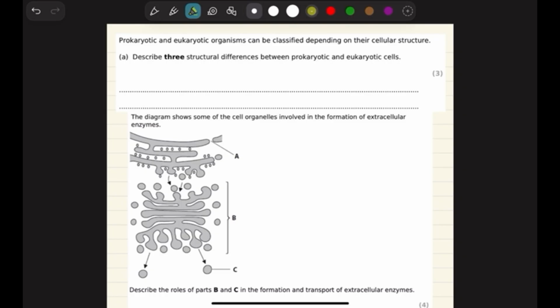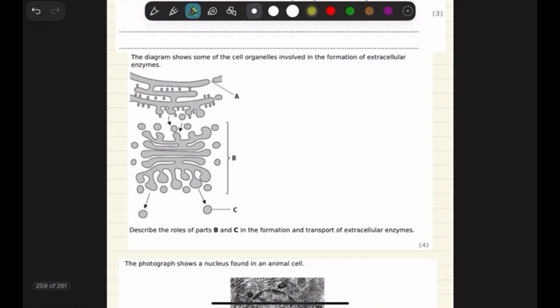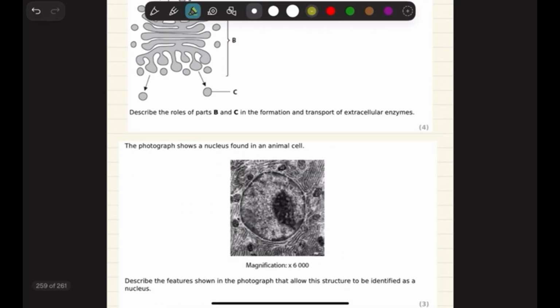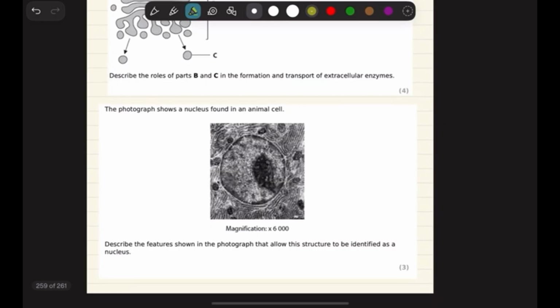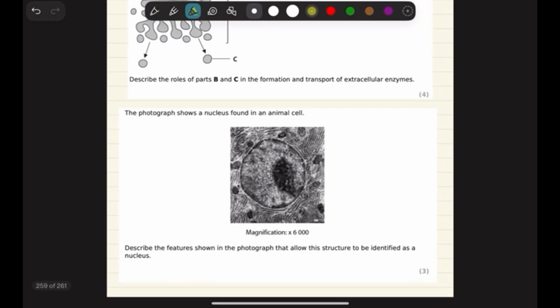Now it's time for questions. So first question, you're comparing prokaryotic cells and eukaryotic cells. Then you're looking here, you need to identify, first of all, what the organelle is, and then talk about its function in terms of cell trafficking. And then finally, we've got an electron micrograph here. We have not talked about this, but it says it's a nucleus. Look at it, see if you can see the structures that mean that this is a nucleus.